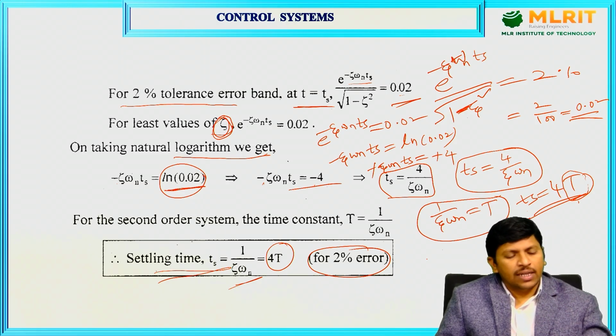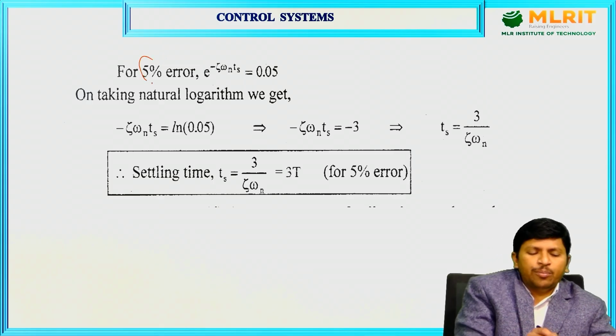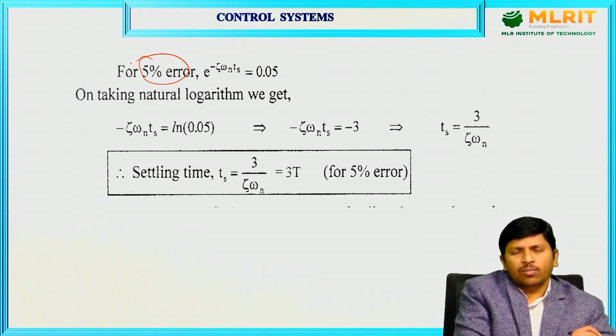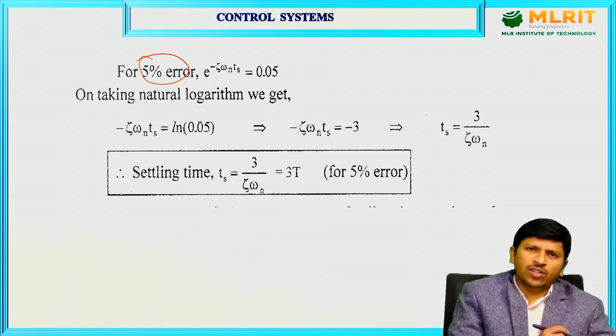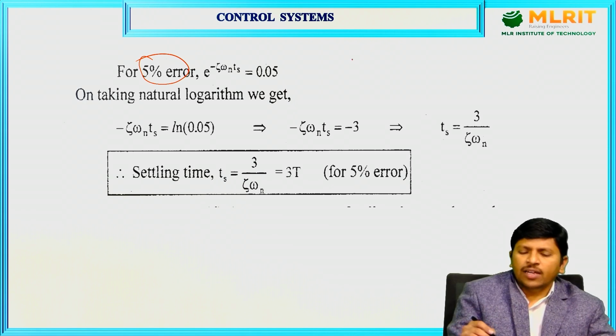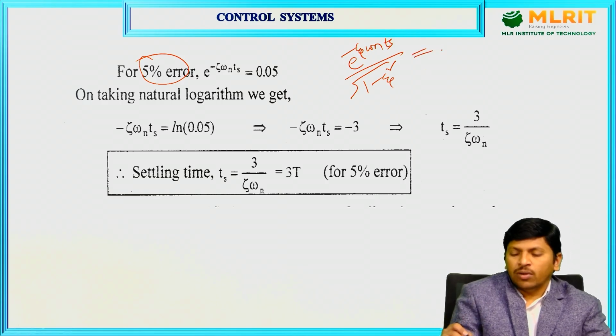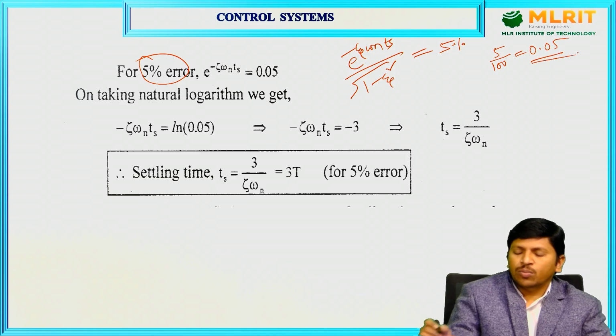Next, consider the 5% tolerable error. For that, the settling time: e power of minus zeta omega n ts divided by under root 1 minus zeta square, this exponential term is equated to the percentage of the tolerable error. So the percentage here is 5%, and 5% is 5 divided by 100, that is 0.05.